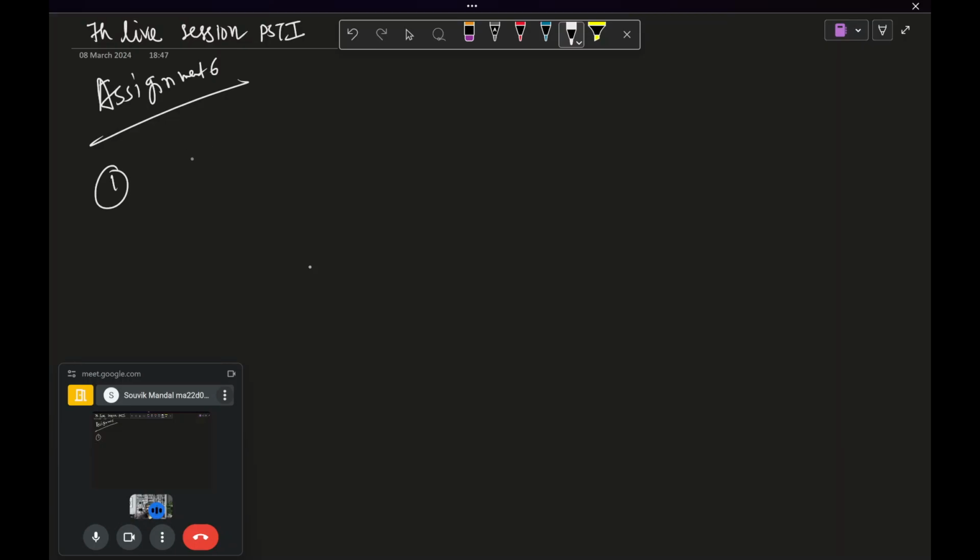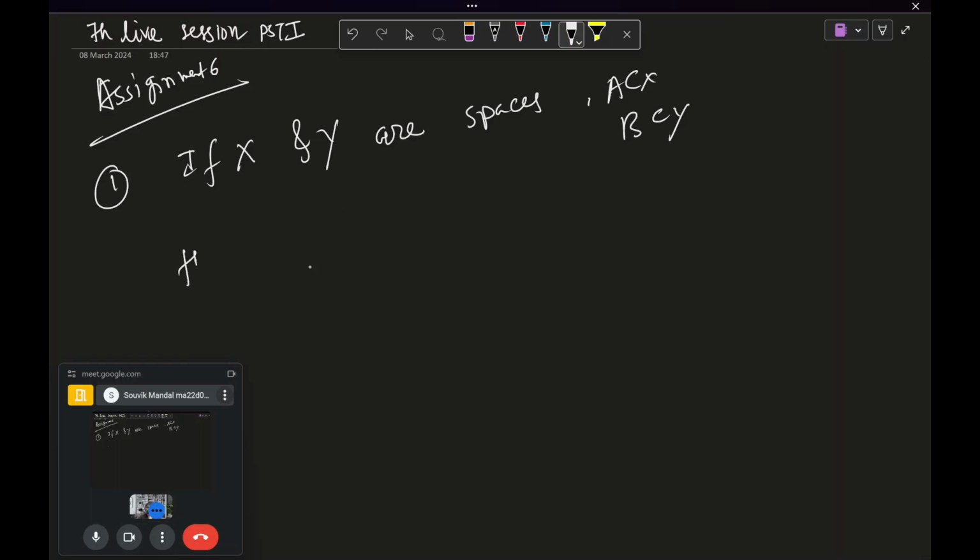So the first question is the following. Suppose X and Y are spaces, with A a subset of X and B a subset of Y. The boundary of A cross B is equal to the boundary of A cross the boundary of B. Is it true or false? How to guess, at least, that this may be true?